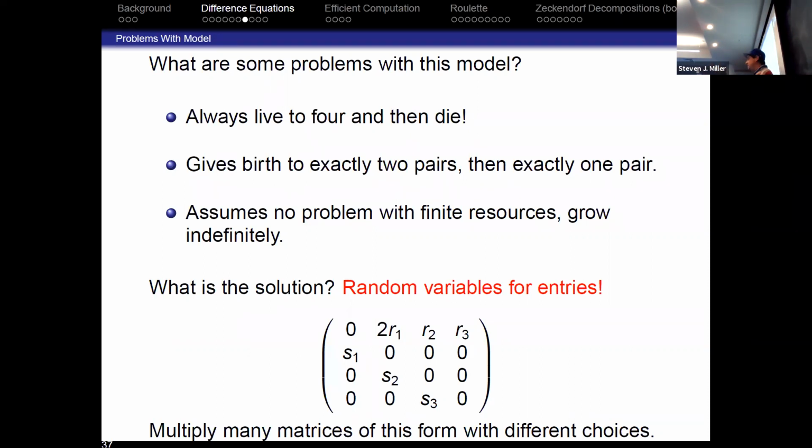So the S's should be random variables that are less than or equal to 1. Or maybe you write them as 1 minus something, and it's 1 minus a positive number that's at most 1. They should not be negative numbers. So this is a more plausible model. Can we study something like this?